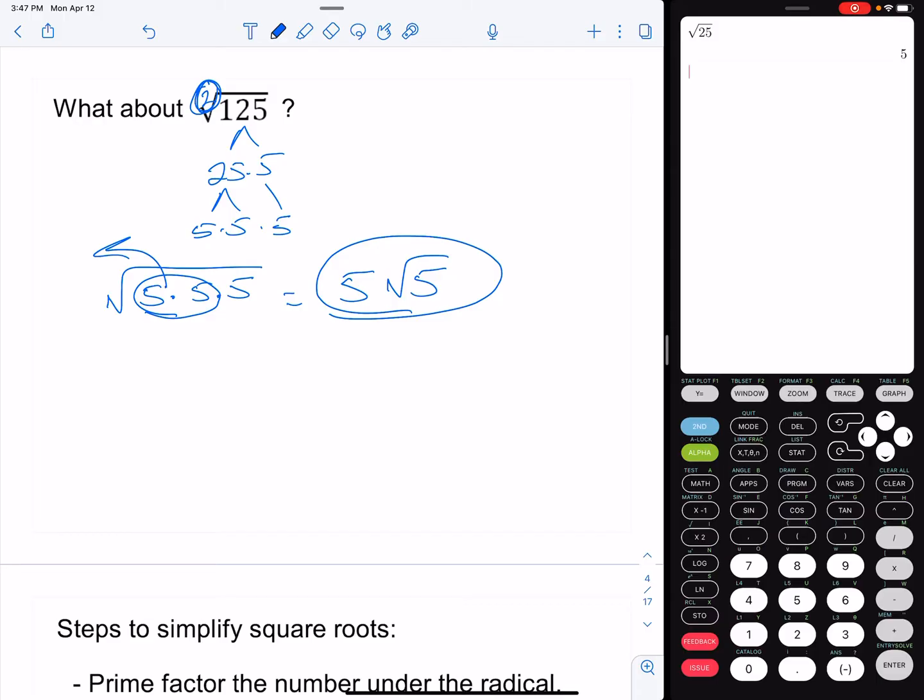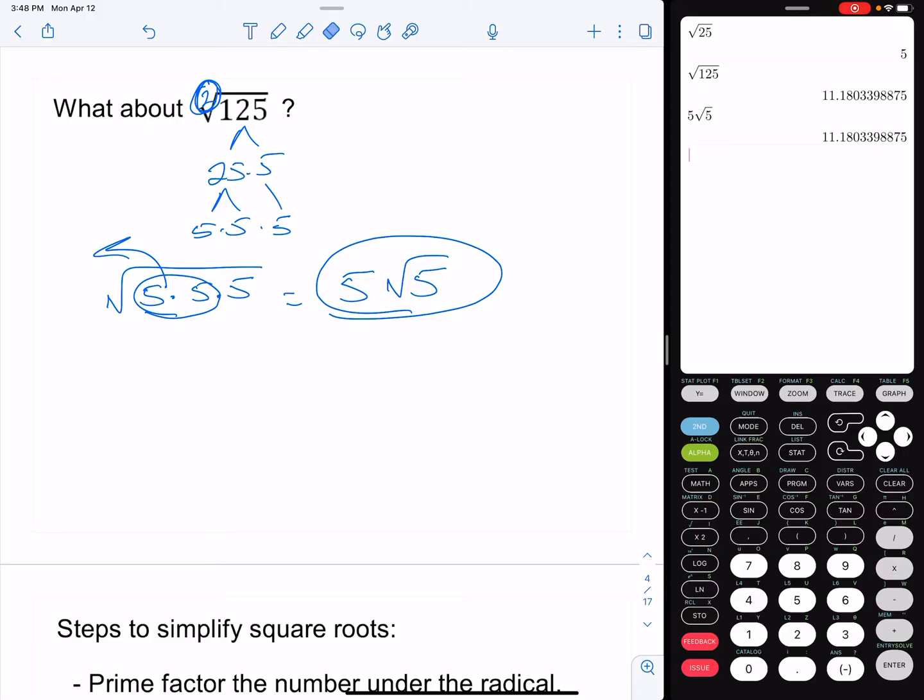Now, to check to see if that really is correct, we do second x squared to get our square root, 125, enter, and we get an ugly decimal answer. So if we do that with this other one, 5 square root 5, we should get the same exact answer. And that tells us that that is the simplified form of the square root of 125.